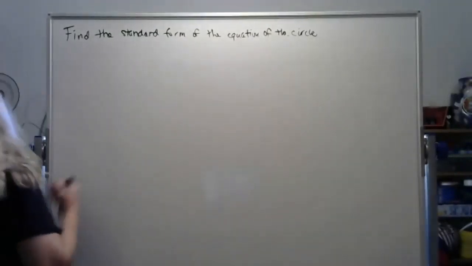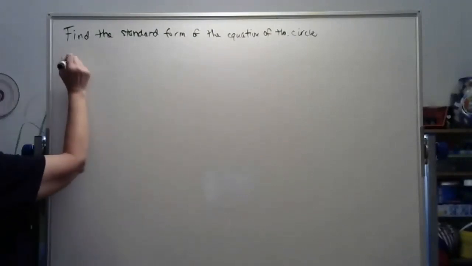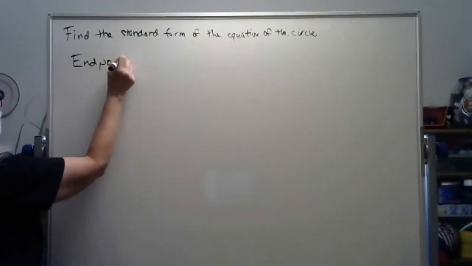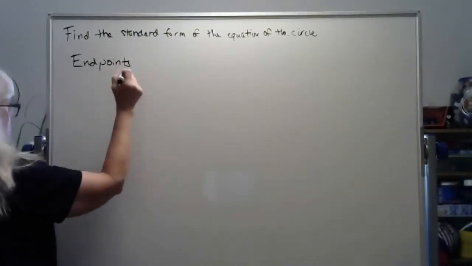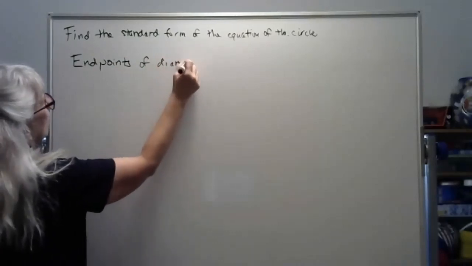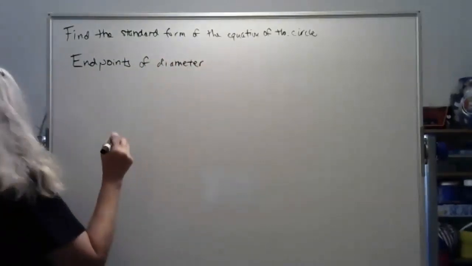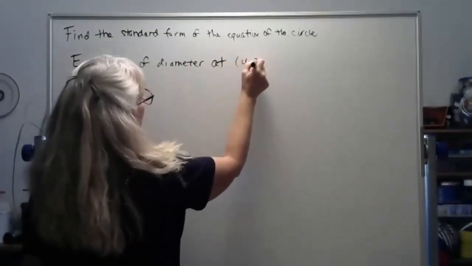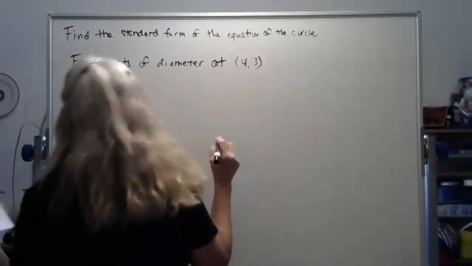So this time what they're going to tell me is that the endpoints of the diameter are at 4, 3 and then 0, 1.